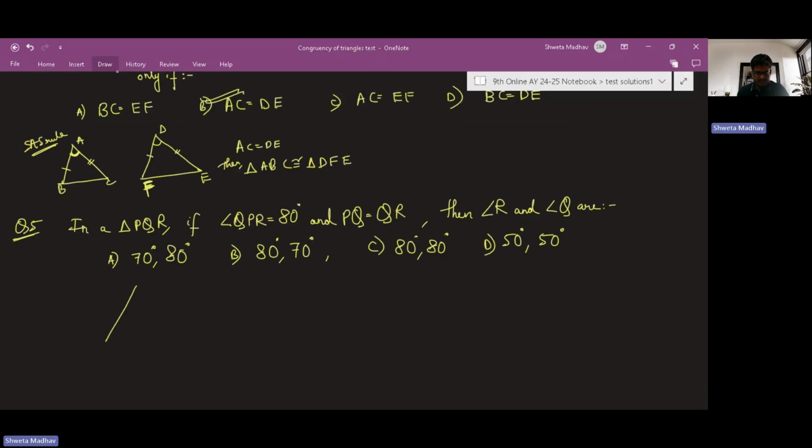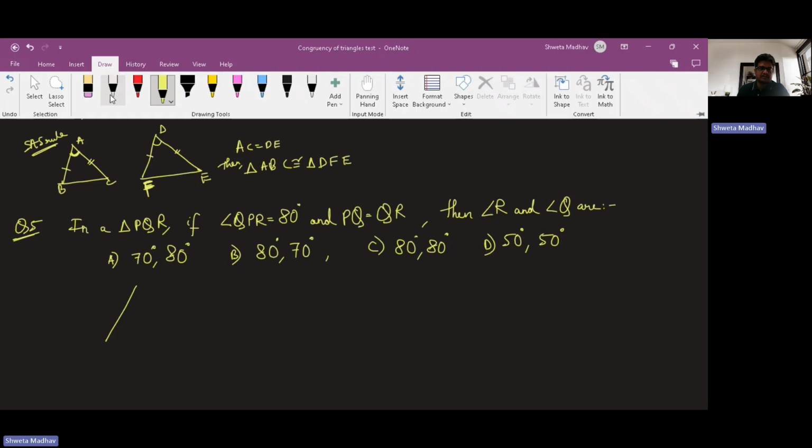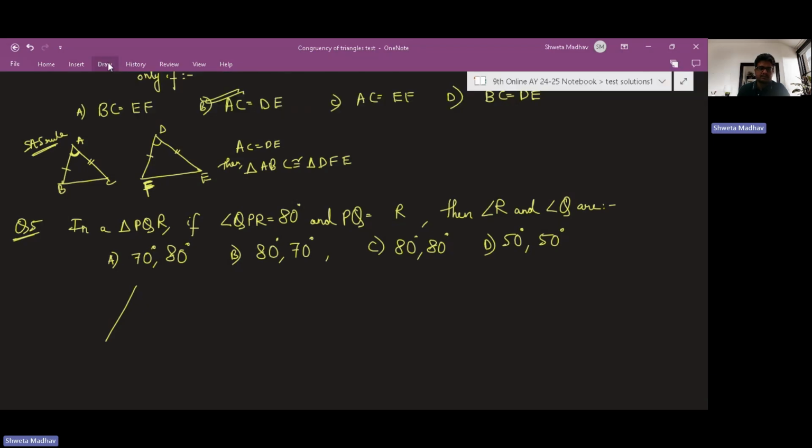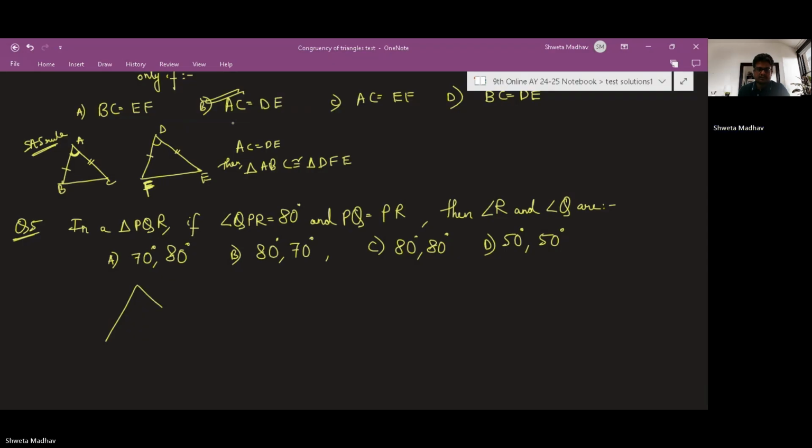So here, sorry, PQ is equal to PR, it is given. So it means that this is triangle PQR. PQ is equal to PR, that is given, and angle QPR is 80 degrees.